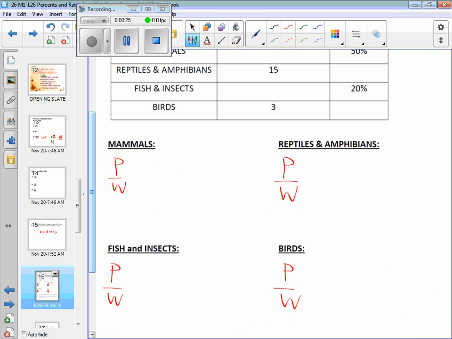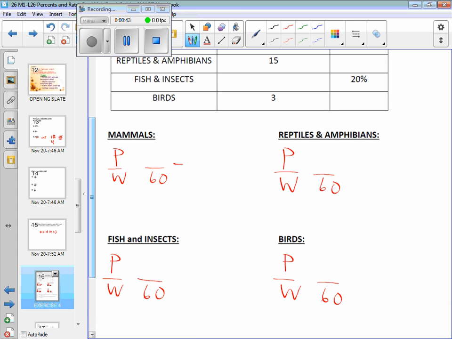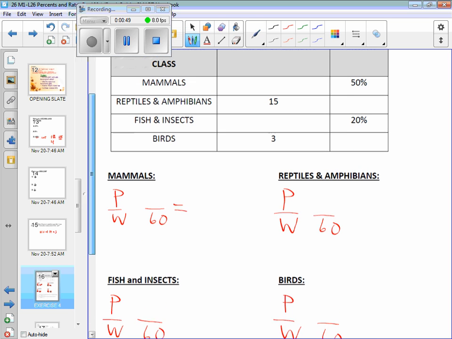What is my whole, Bridge? Your whole is 60 for all of them? Correct. 60 total animal exhibits. I'm going to do it for all four categories of animals because that's not going to change either. What is going to change, depending on the chart, is whether you're trying to find percent or part. It alternates back and forth.